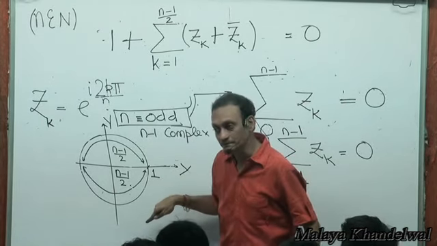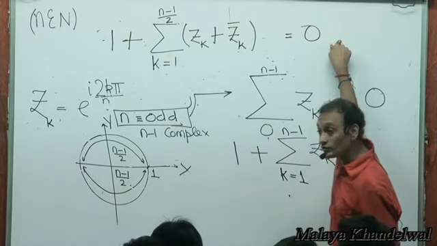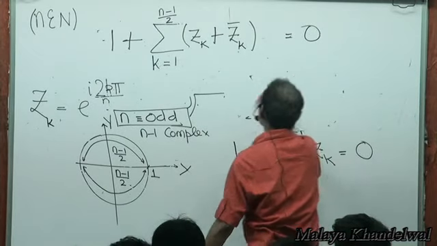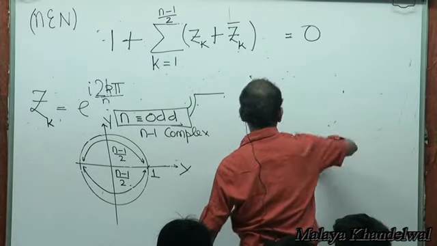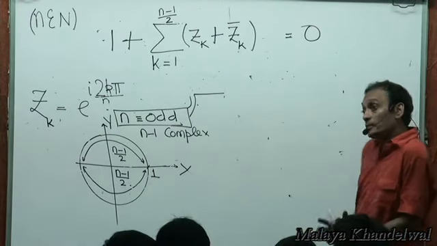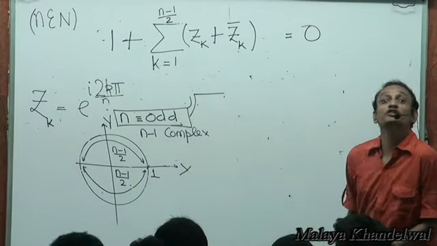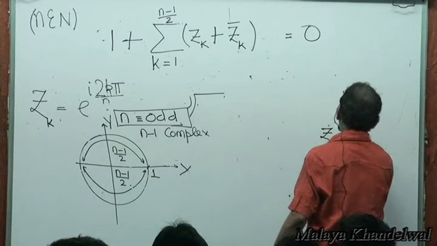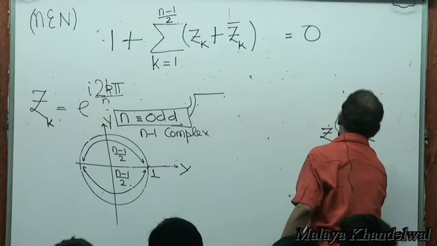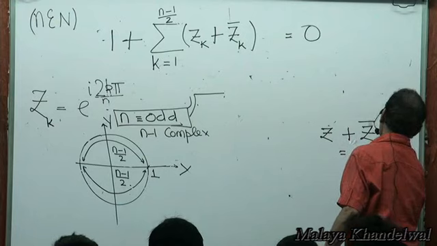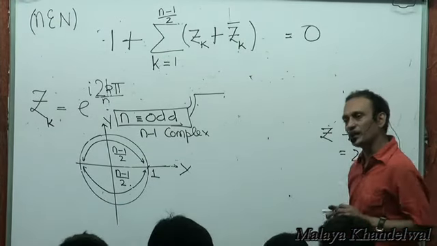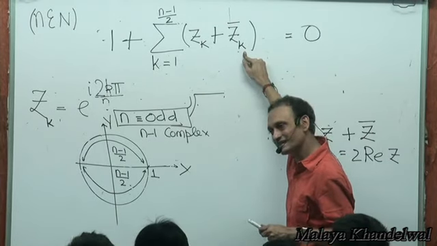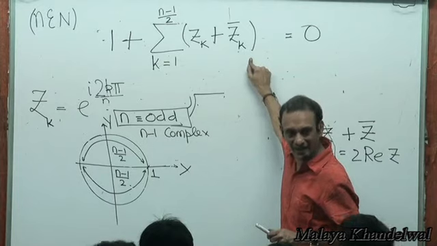Clear? So this will be 0 then. Now, zk plus zk bar is what? Zk plus zk bar is twice real zk. If you take a complex number z and add it to its conjugate, then it's going to be twice the real part of z. So this is going to be twice the real part of zk, right?